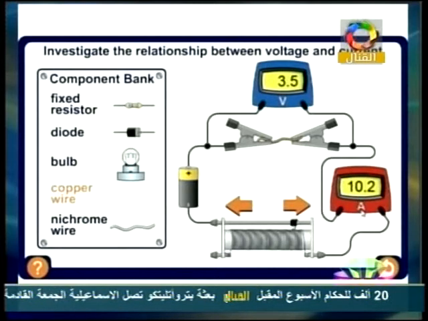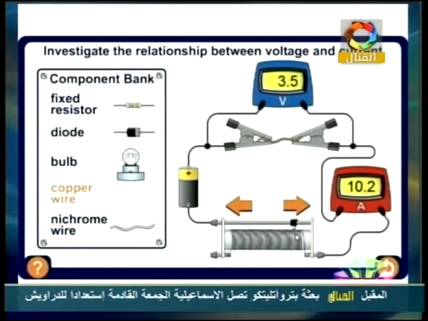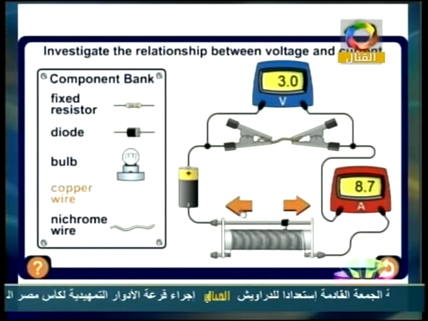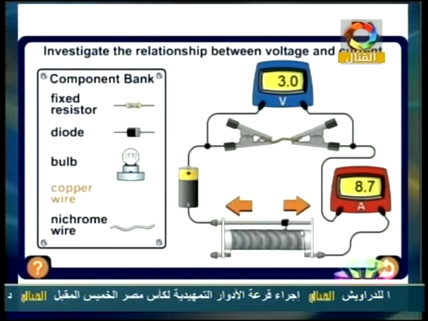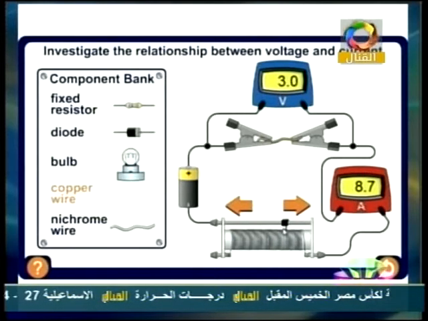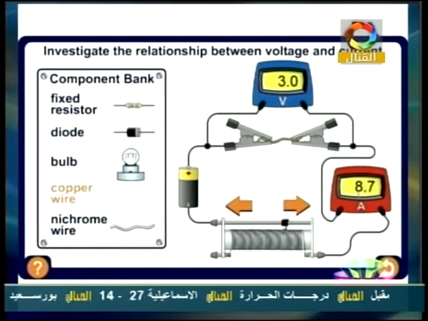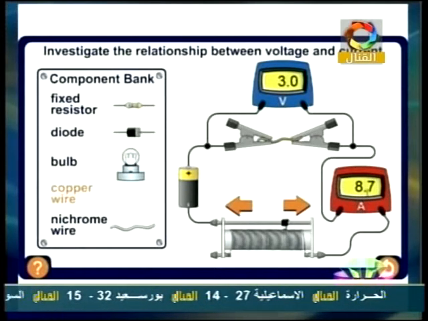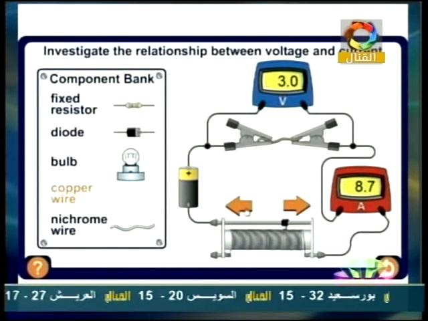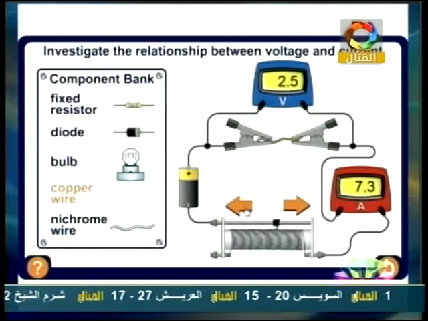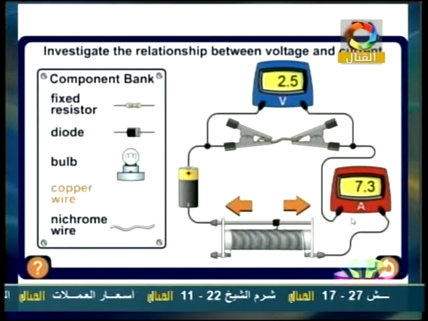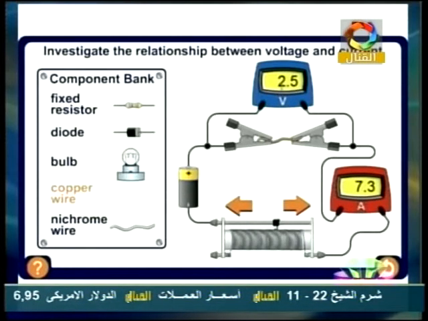So here we have very small wire here in this coil. After that, if I increase the part here from the beginning of this coil to this pointer, what will happen? Here we have the ammeter that has reading 8.7, and here the voltmeter, it's 3. Concentrate with me very well in this circuit. If I increase it like this, what will happen for the ammeter? It decreases again to 7.3, and the voltmeter decreases also to 2.5.